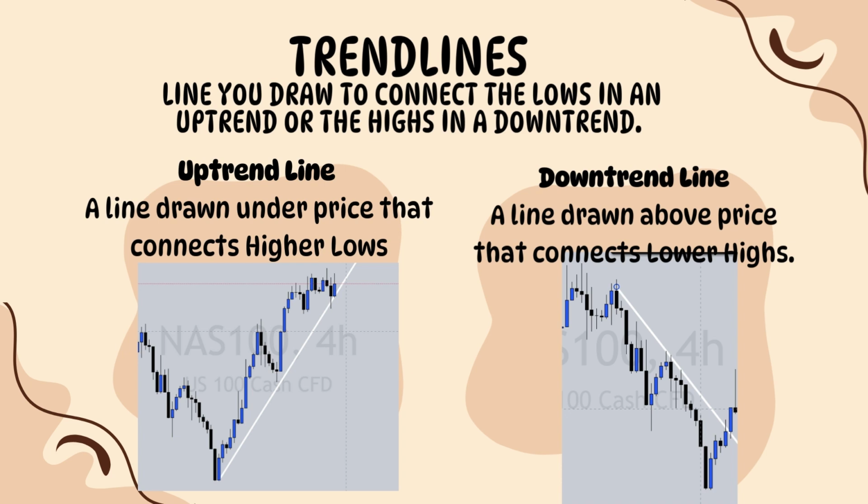That is going to be what price is currently doing. So whenever you are drawing these uptrends and downtrends, you're always focusing on what price is currently doing. Okay. Now, a downtrend line is just a line drawn above price that connects the lower highs.